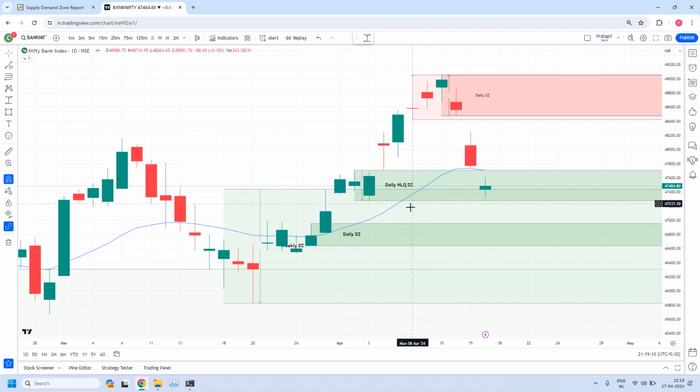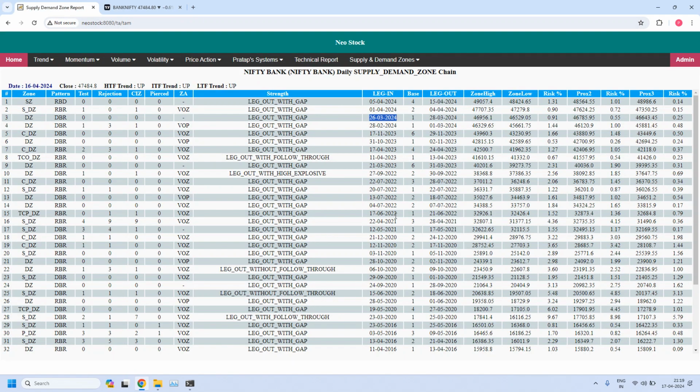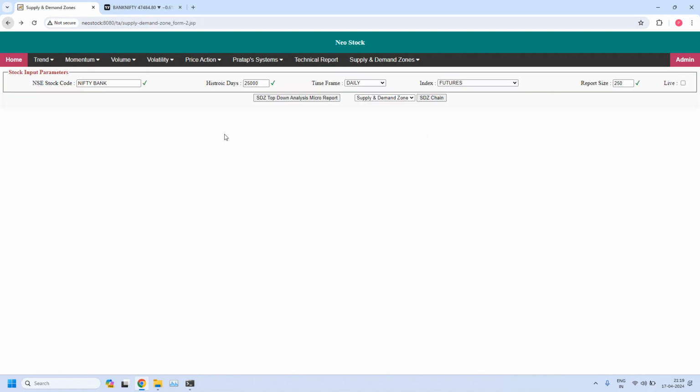So these are the two zones available, daily demand zones within the weekly area, valid zones. But fine tuning is more important. You have to do that exercise. Fine tuning the zones. In case our software did not identify any high liquidity zones, you have to fine tune this zone. Now let's move on to the next time frame.